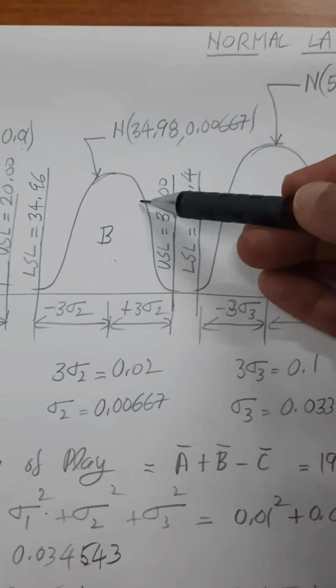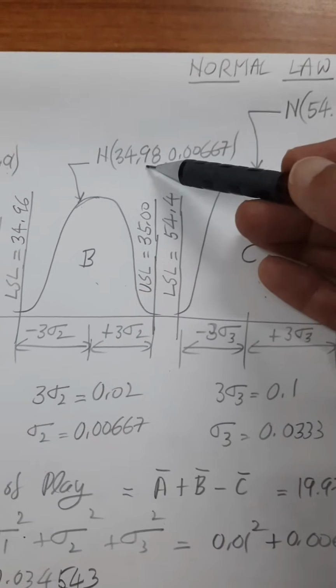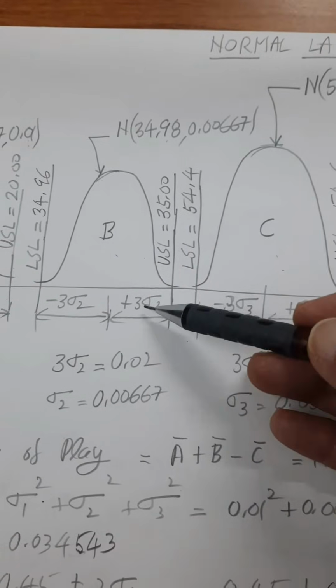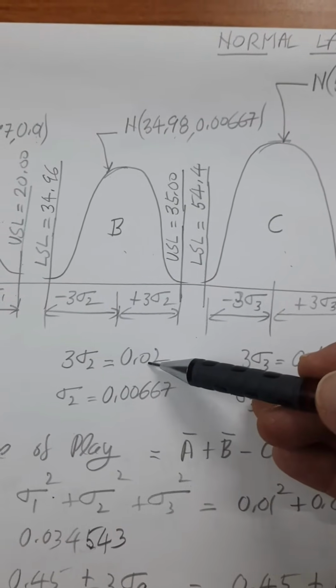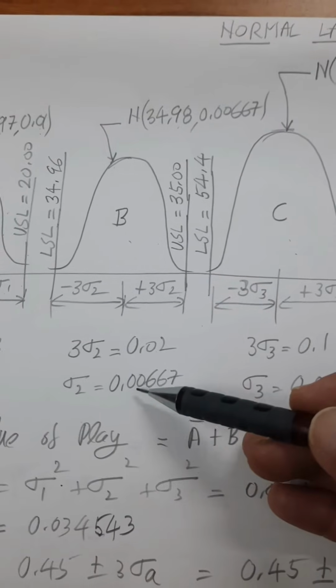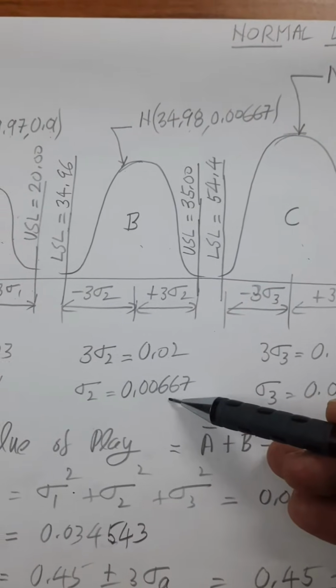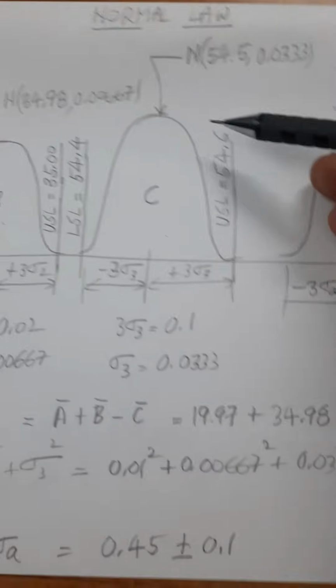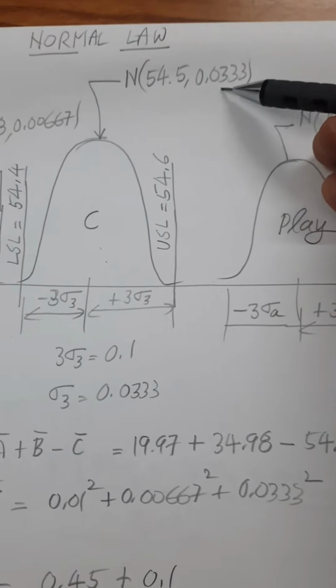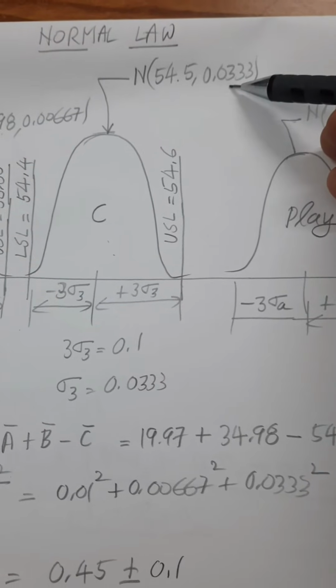Second dimension, mean value of 34.98, and the sigma is found as 3 sigma 2 is equal to 0.02. From that we find sigma 2 as 0.00667. Third dimension is having a mean of 54.5 and a standard deviation of 0.0333.